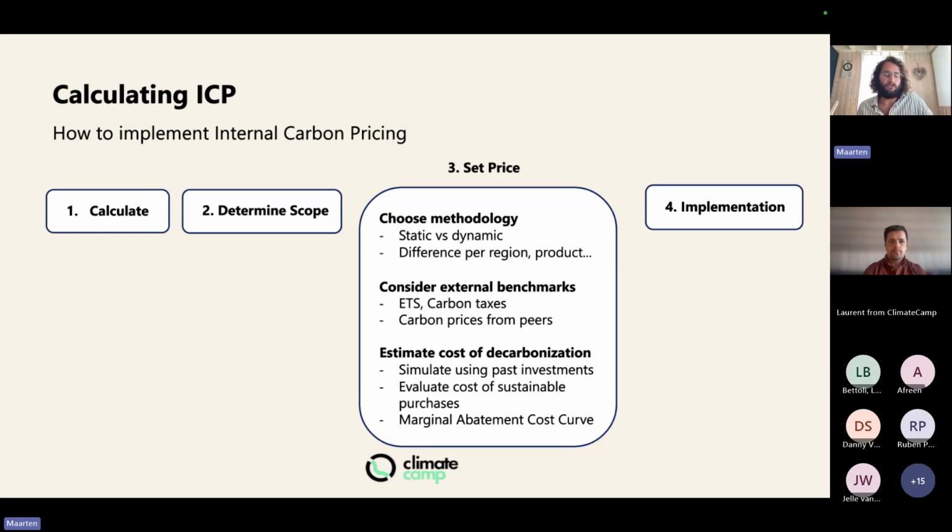And then if you don't just take over an external price or use that as a price signal for your internal carbon prices, you need to start simulating. You need to simulate a potential price using past investments, so the implicit pricing, the implicit carbon price, which I mentioned before. You need to evaluate the cost of sustainable purchases. Maybe you already have suppliers who have sustainable goods. You can ask them to see what is the difference in premium for purchasing sustainable goods and use that to simulate what the extra cost might be today to incorporate for carbon taxes or carbon costs. And you can do a marginal abatement cost curve. I've mentioned this before, where you outline different initiatives.